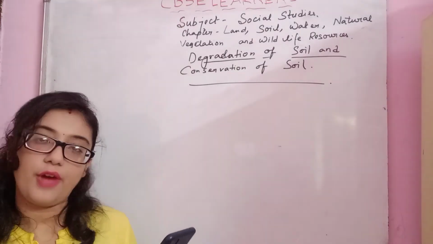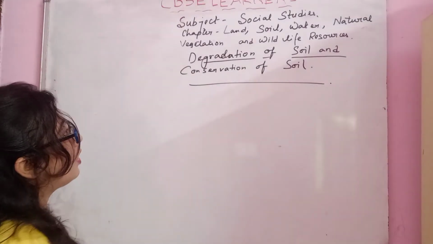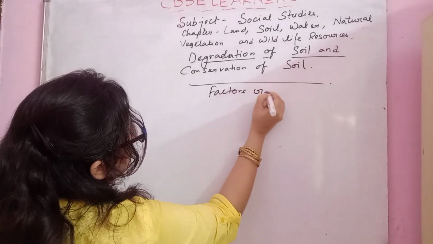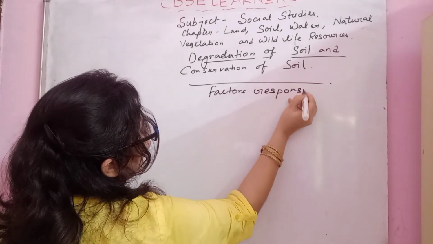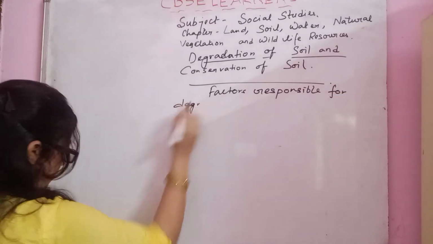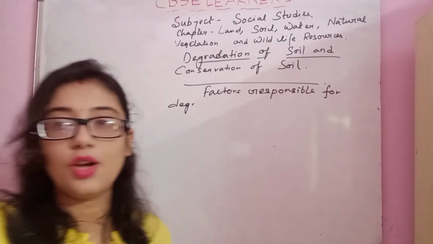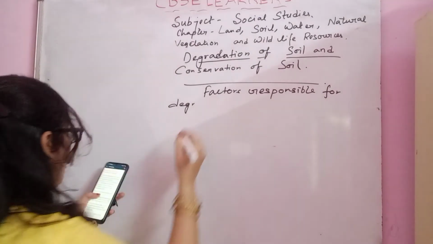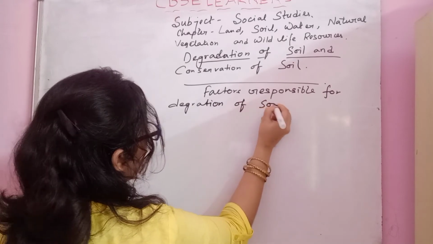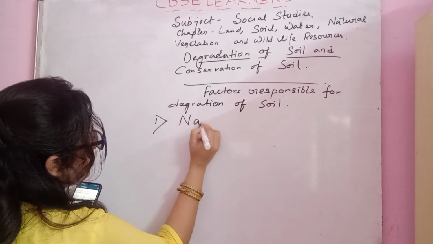Both human and natural factors can lead to degradation of soil. So the factors responsible for degradation of soil are, what are the factors responsible for degradation of soil? First, we need to learn that. Number one, it can be natural factors.